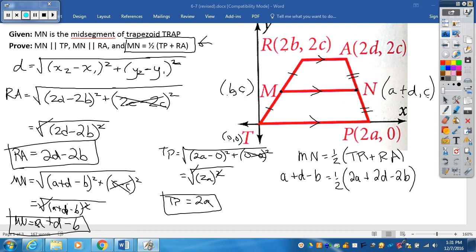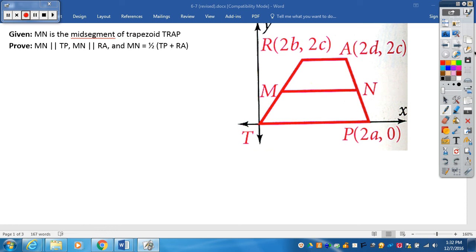Okay? Well, hopefully we've done enough algebra this year that you can look at this and say, hey, I want to get rid of those parentheses. If I do that, A plus D minus B is equal to A plus D minus B. Oh, hallelujah. They're equal, which means that equation holds true. Okay? So, how does this all play out?